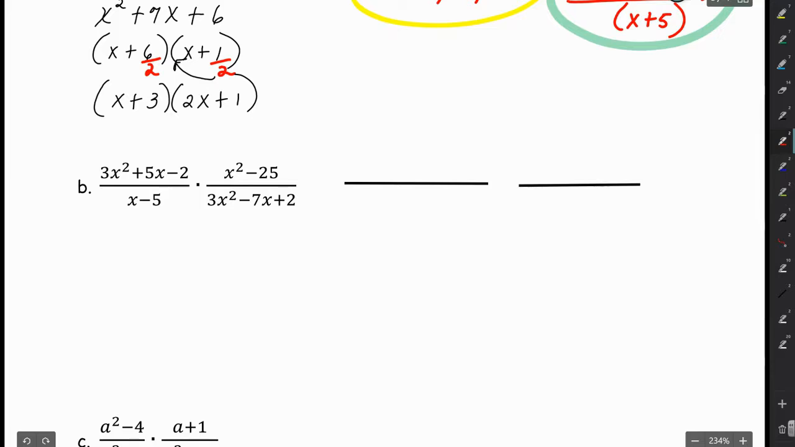First thing we're going to do is factor. I'm going to factor this 3x squared plus 5x minus 2 off to the side here. Do the rainbow. Rewrite it. Put the -6 on the end. Factor that.